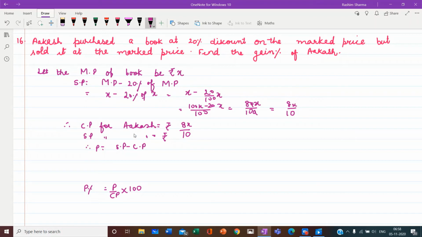It means what is the selling price for Akash? That is mark price, that is rupees X. Now we know the formula of profit, that is selling price minus cost price. So selling price is here X and cost price is 8x on 10. So we take 10 as LCM. So we get here 10x minus 8x, that is 2x on 10 is the profit. Okay, but we have to find gain percent.